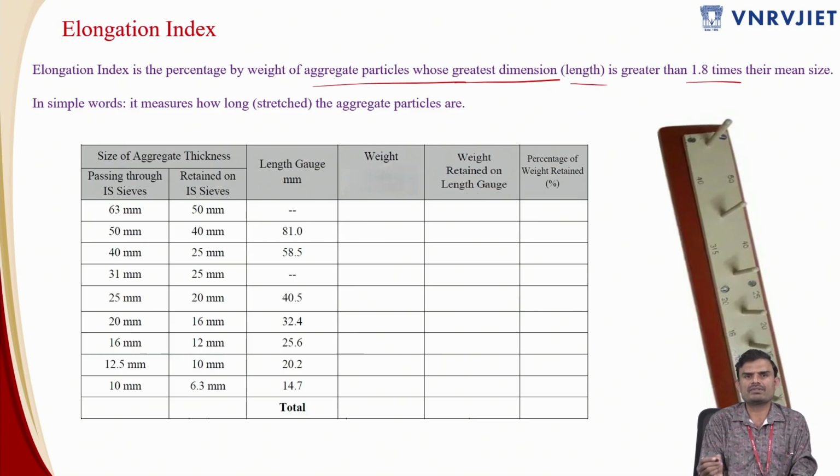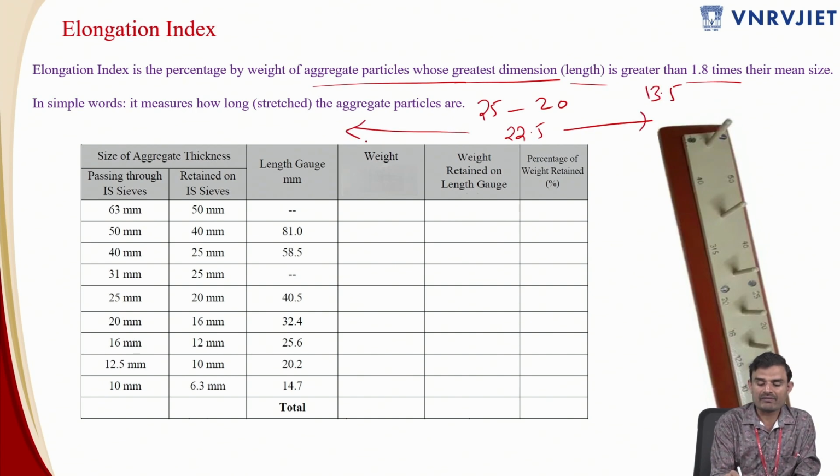Previously we looked at the lower limit. For example, we took the 25 mm sieve and the 20 mm sieve, so we took the mean value as 22.5 and went to a lower limit, which we set to be 13.5. Now we are going higher than 25 mm and setting the upper limit, which is 40.5. You can see the same thing mentioned over here: 40.5 is the length gauge.